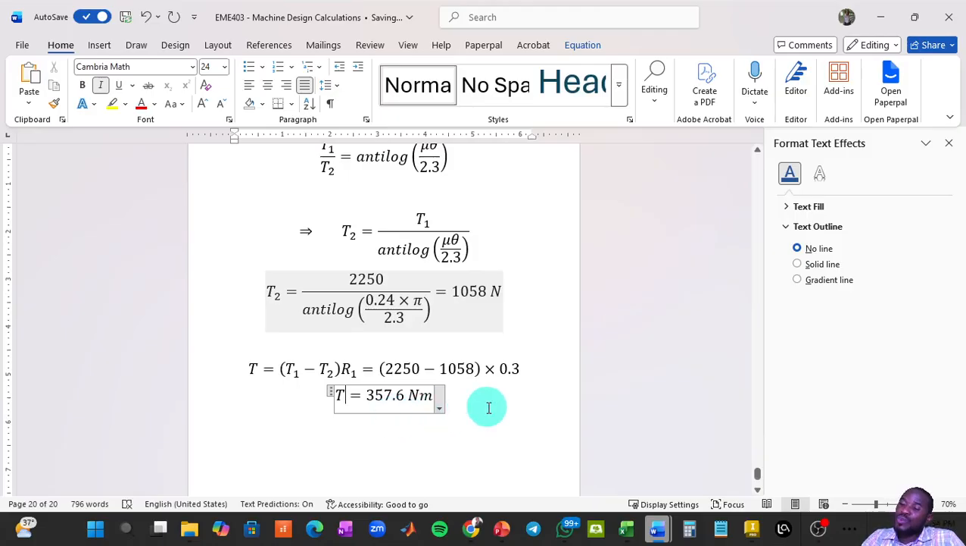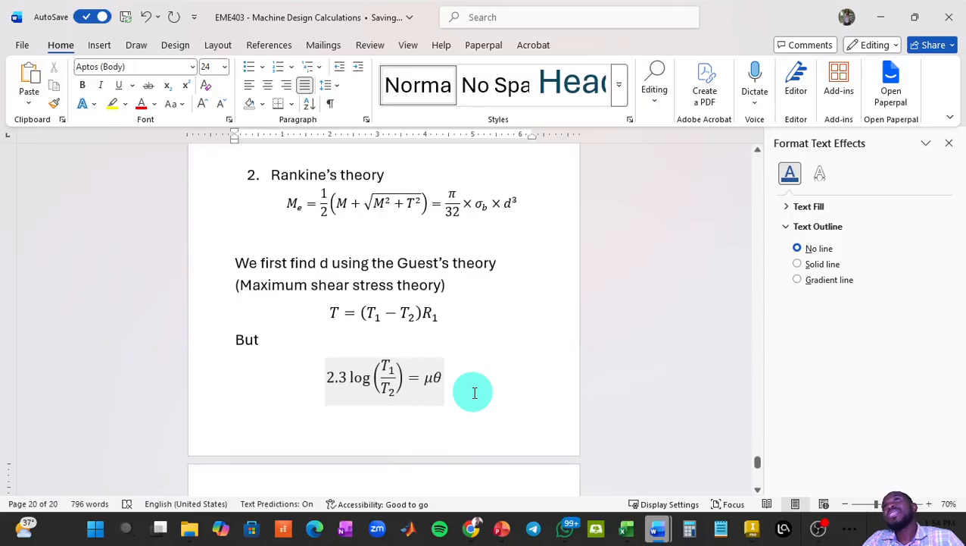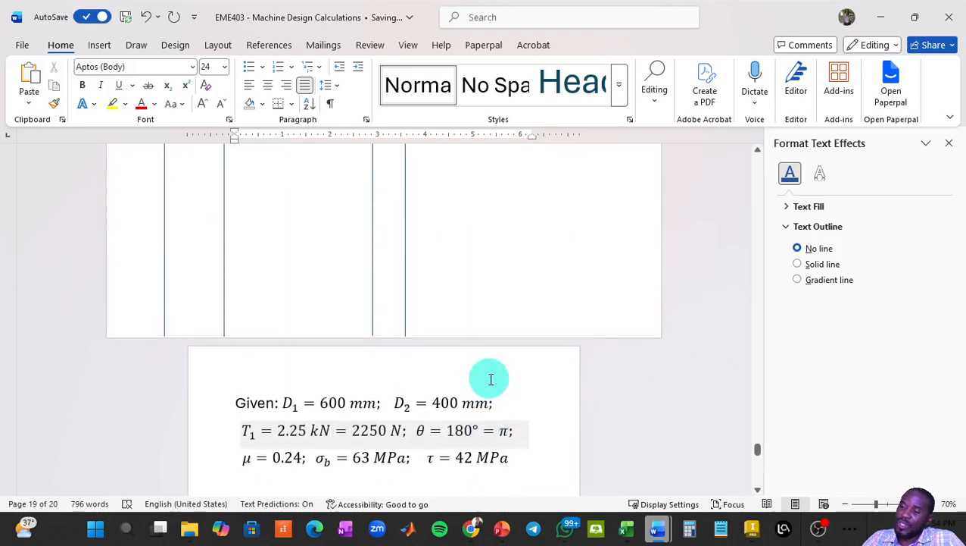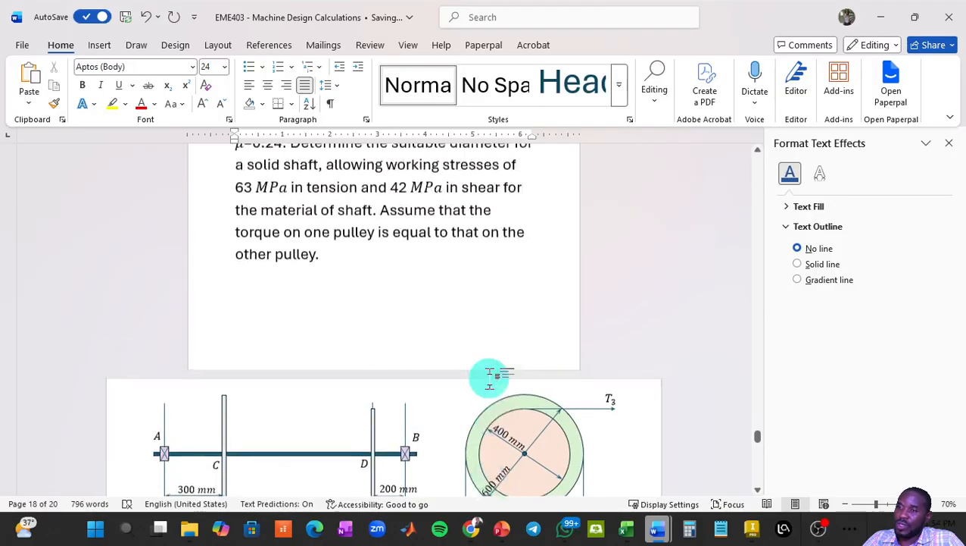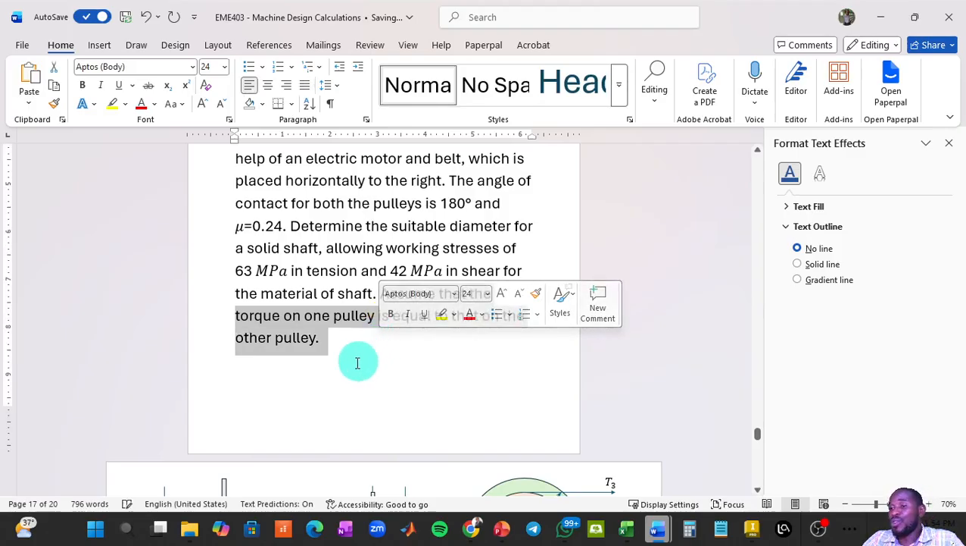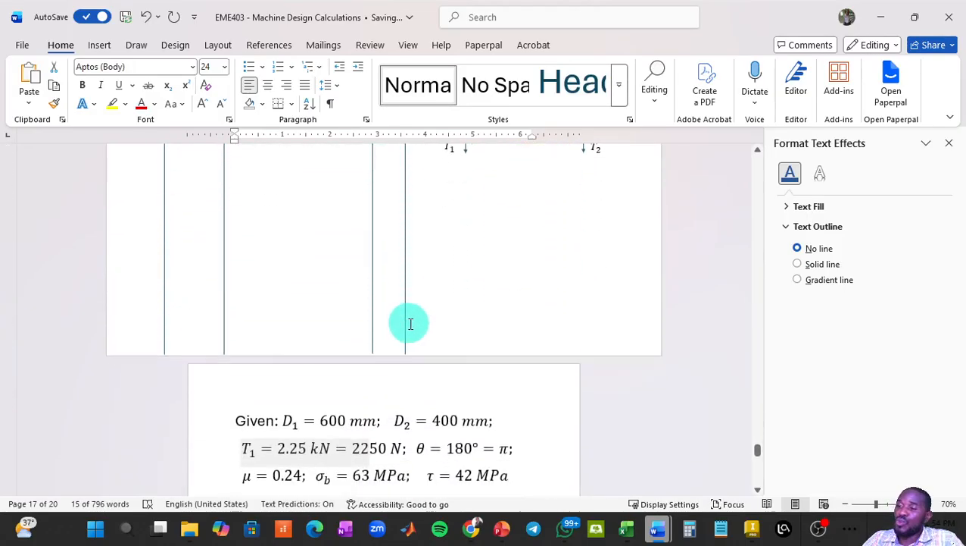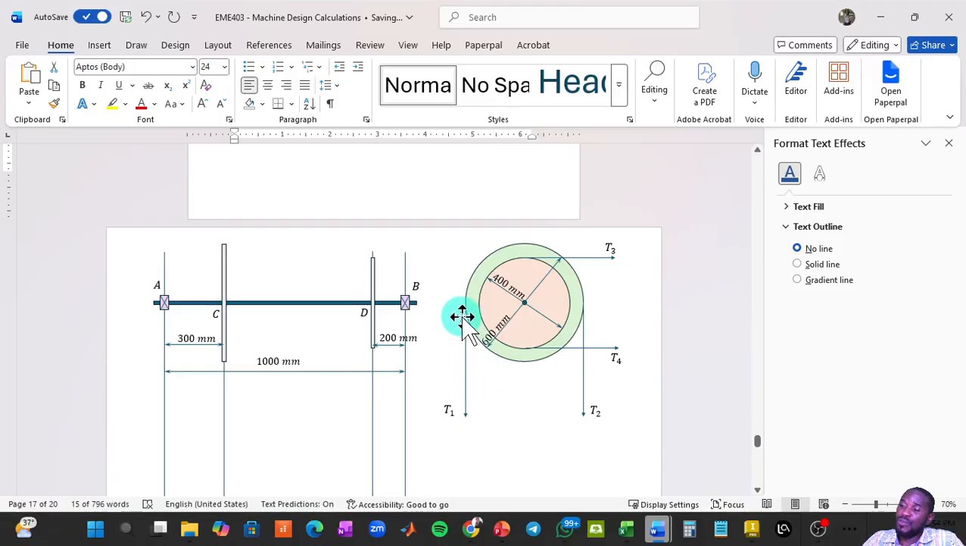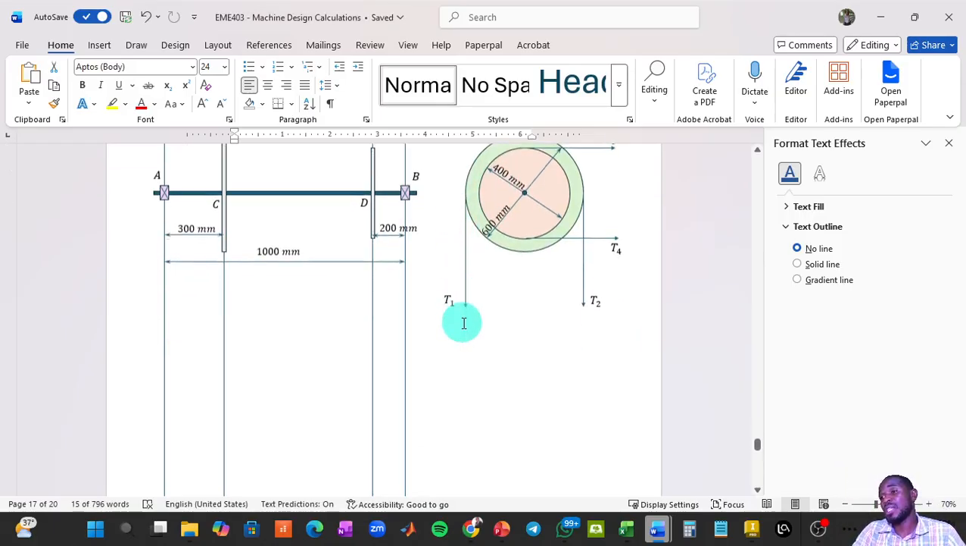Excellent. So now that we know the value for the torque, since both pulleys are on the same shaft, we assume that they're subjected, well, let's not just assume anyhow. If you look at the last sentence, it says, assume that the torque on one pulley is equal to that on the other pulley. So with that statement, it means that the torque that we found for the pulley at point C, which is a 600 millimeter diameter pulley, is the same as the torque acting on the pulley at point D, which is the 400 millimeter diameter pulley.